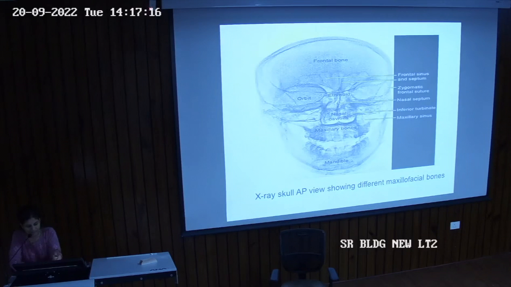So up there's the frontal bone, then there's the ethmoid, orbit, nasal cavities, maxillary bone and mandible.